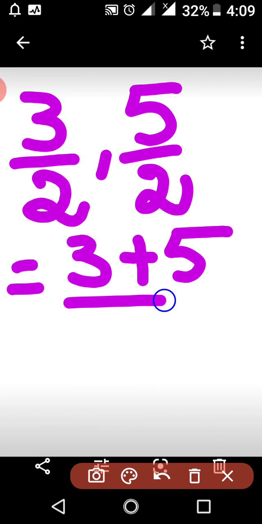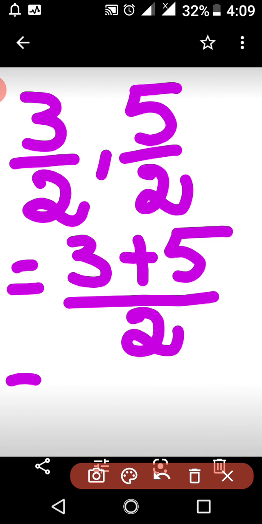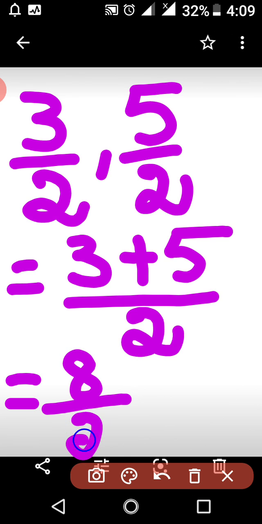3 by 2 and 5 by 2. Seeing this, both the denominators are same. These are the like fractions. Now add the numerators directly. 3 plus 5 by 2. 3 plus 5 is 8 by 2.